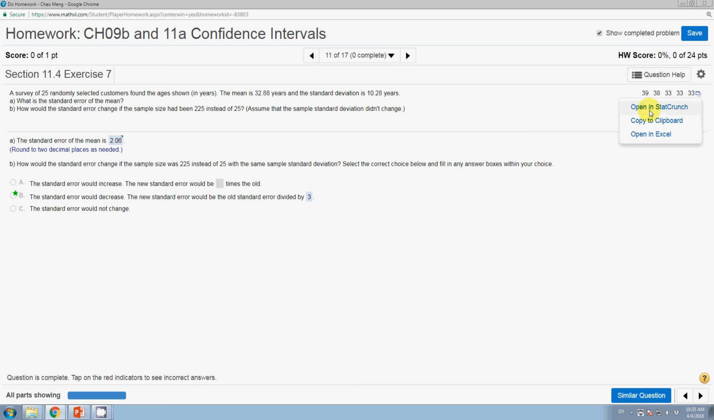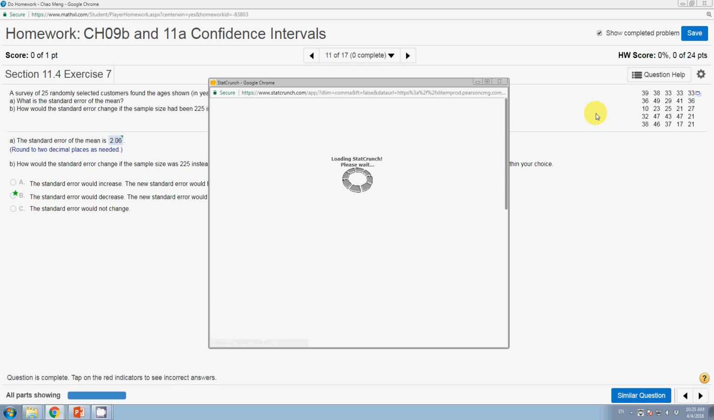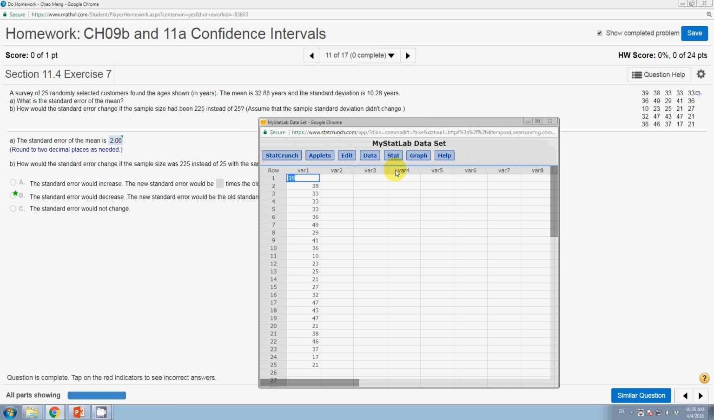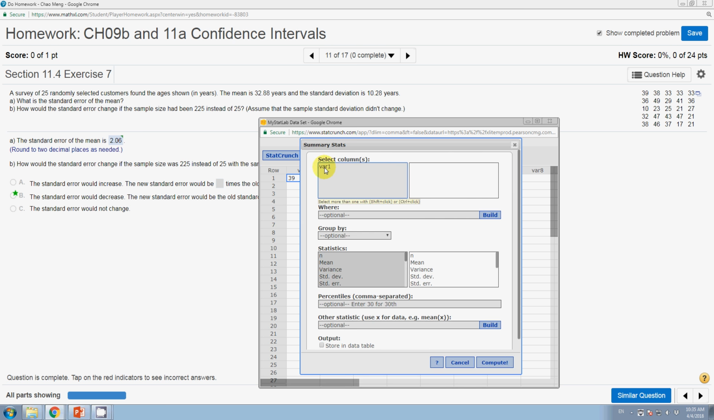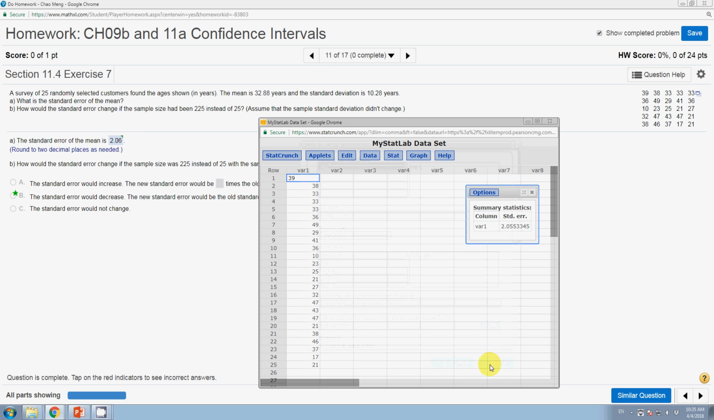Let's open the data table in the StatCrunch. Okay, and click Stat because we are going to study the standard error. Let's go to the summary stats columns and select the data we have, and we need standard error. So this is the standard error. Let's select the standard error. Then click compute. Then we have the standard error there. Okay, so that's part A.